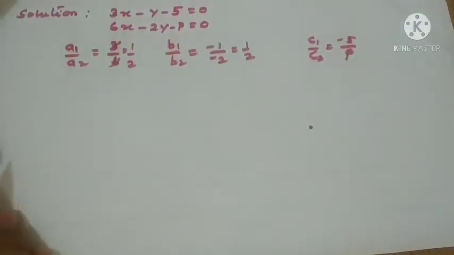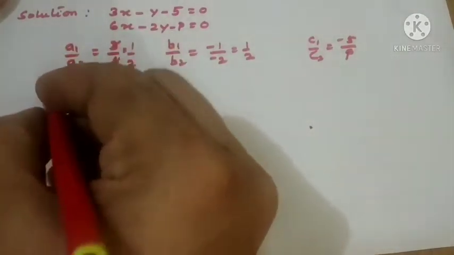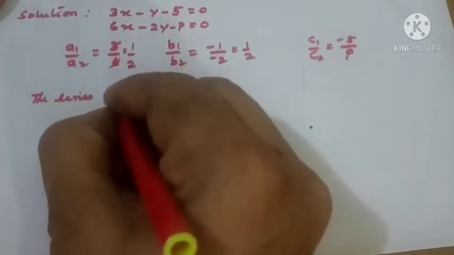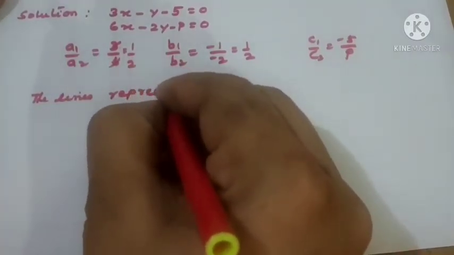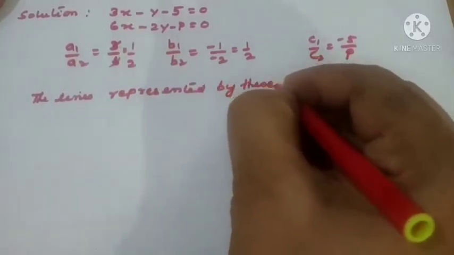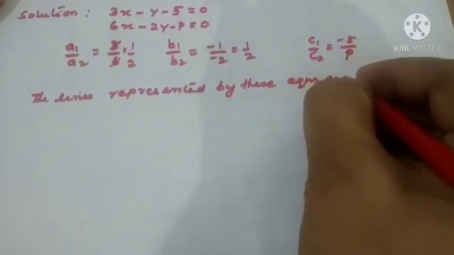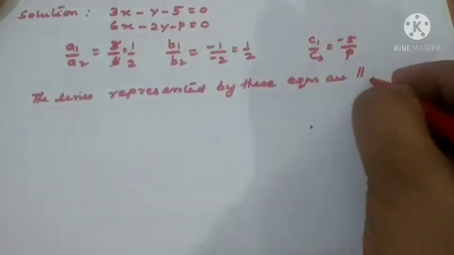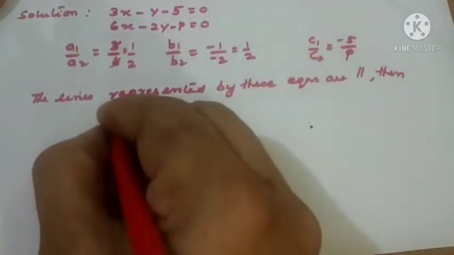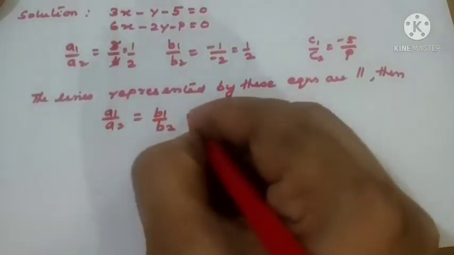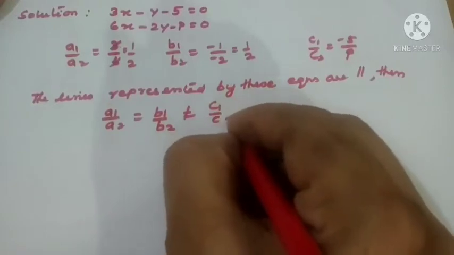What is the condition they have given? The lines represented by these equations are parallel. Then what is the condition? Then we have a1 by a2 equal to b1 by b2 not equal to c1 by c2.